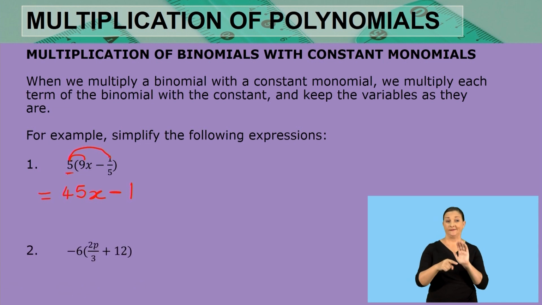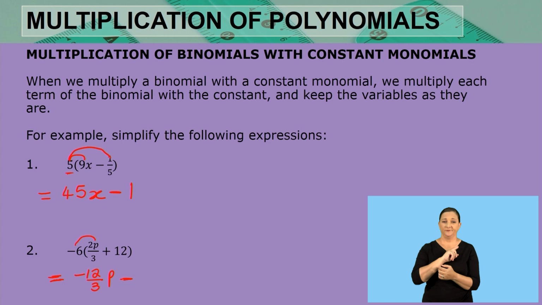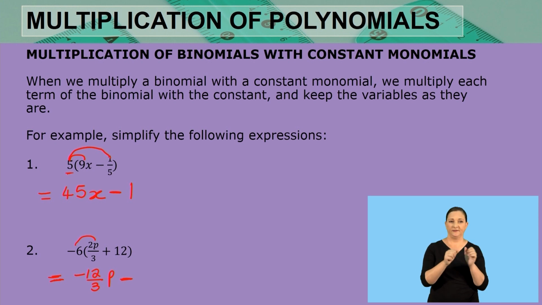Next, we are going to say a negative 6 multiplied by 2p divided by 3 plus 12. So we are going to distribute that, and that is going to be now a negative 6 multiplied by 2/3. Now negative 6 multiplied by 2/3 is going to give us a negative 12/3. And we are going to leave the variable as it is. Then now we are multiplying a negative number with a positive, because in the brackets we are adding. A negative multiplied with a positive is going to be a negative answer. And that is going to be now negative 6 multiplied by a 12.